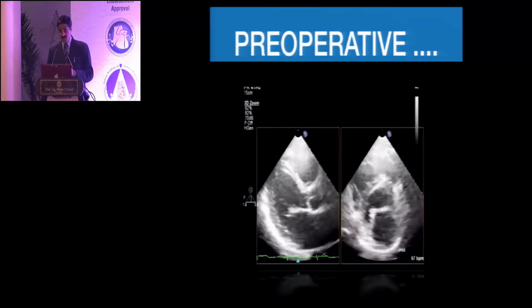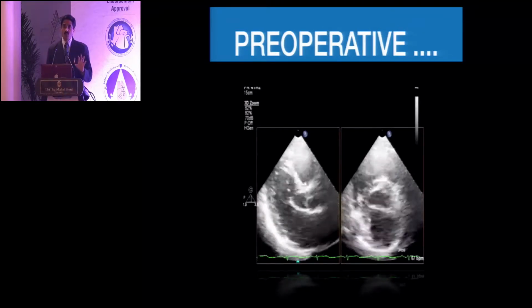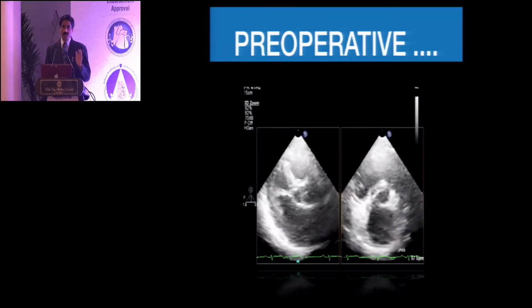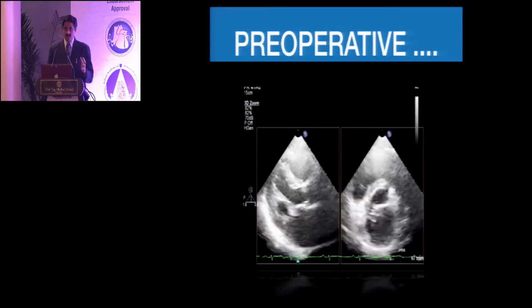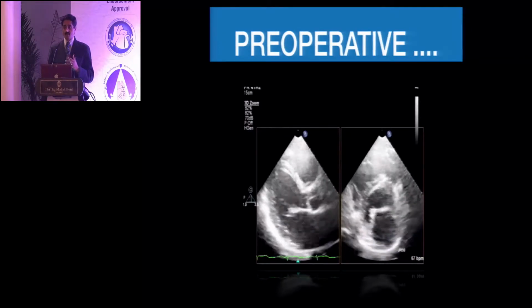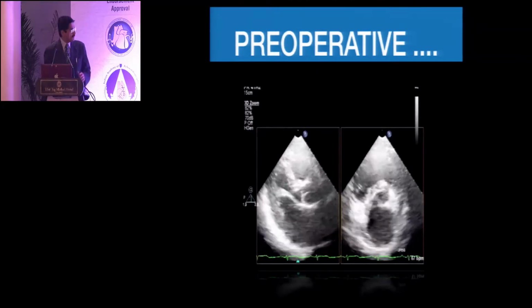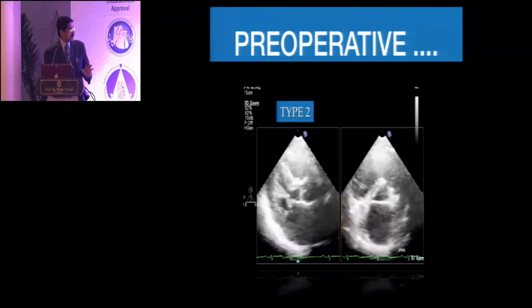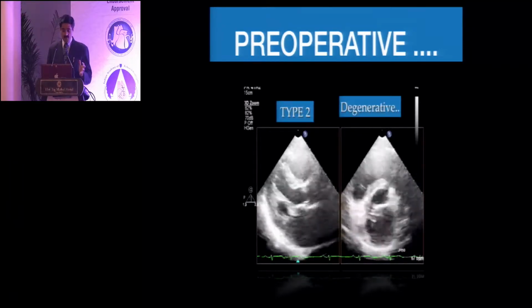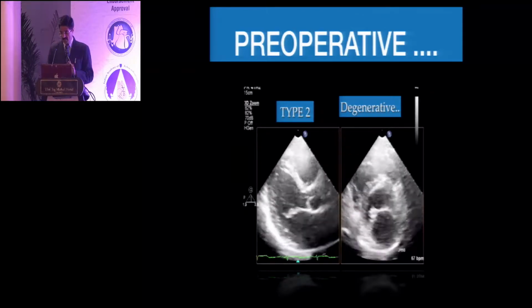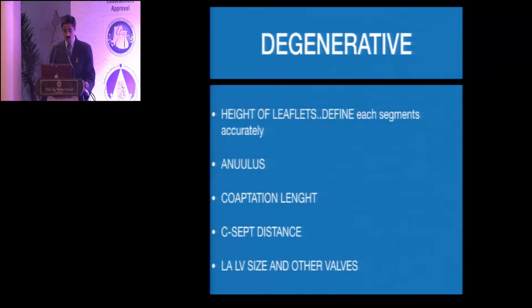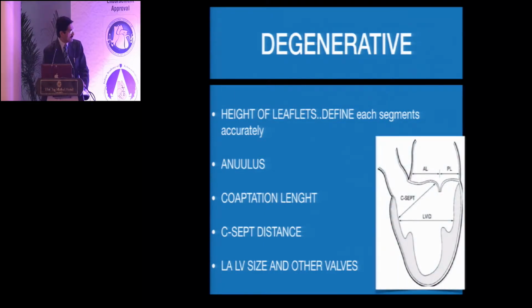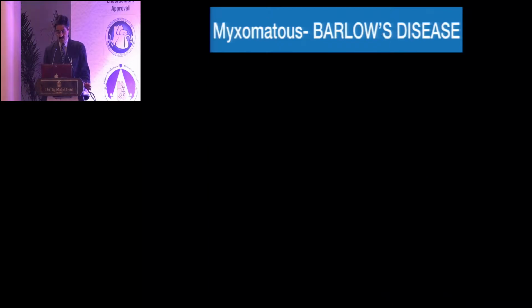But before jumping to the perioperative assessment, the preoperative investigation is very important, because anesthesia produces unloading conditions. In unloading conditions, quantification of the mitral regurgitation is very difficult. So preoperative assessment of the disease is very important. In this case, we call it type 2 because of significant hyperdynamic leaflets. In the perioperative period, we look at the height of leaflets, annulus, coaptation length, and the C-septal distance in degenerative disease, as well as the other chambers. We should never neglect the other chambers like the LV.